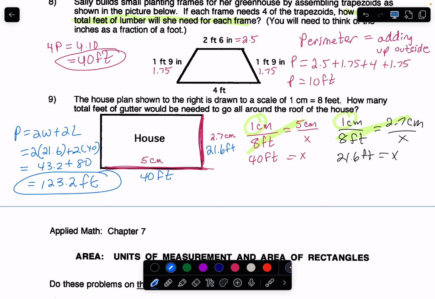Let's circle our final answer. Now, always go back. Did we really answer the question that they gave us? How many feet of gutter are needed around the roof of the house? Yeah, that's the feet of gutter, okay? So you always check, did you actually answer the question you're given? Make sense? Okay. So those are those word problems. We're going to explore more as we go because, again, one of my goals for you is to be better at word problems when you end this school year than you were when you came in, okay?